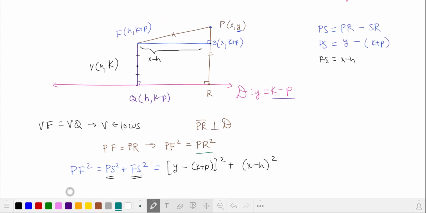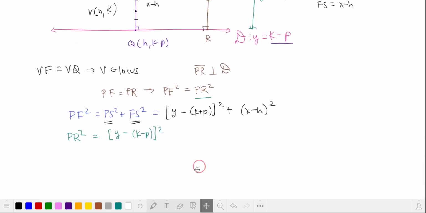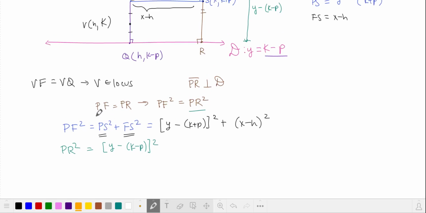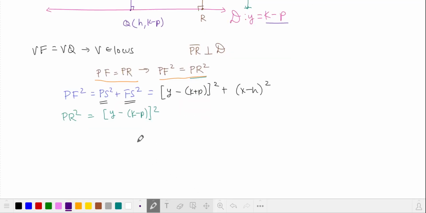Now we'll find PR squared. PR is this vertical distance from P to the directrix. That's the difference in the y-coordinates between this point and this line, or y minus (k minus p). So we'll take the square of that, and that's PR squared. Again, every point in our locus is the same distance from the focus as it is to the line, which means we draw a perpendicular from the point to that line and find that distance. If PF equals PR, then the squares are equal to each other. So now we'll set these two expressions equal to each other.